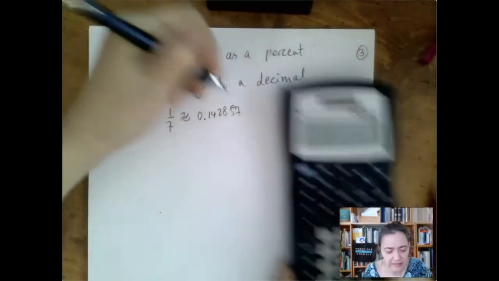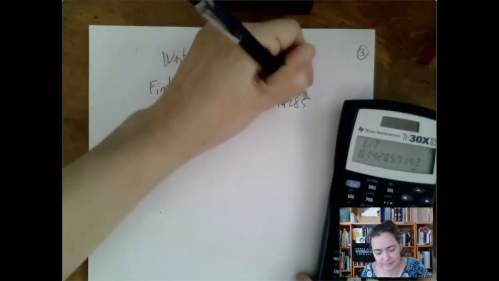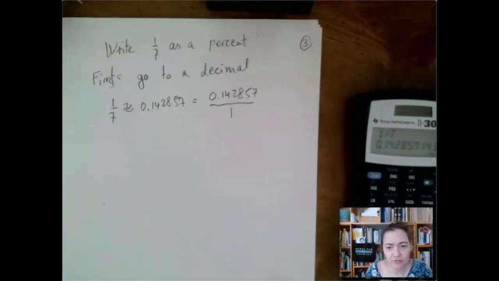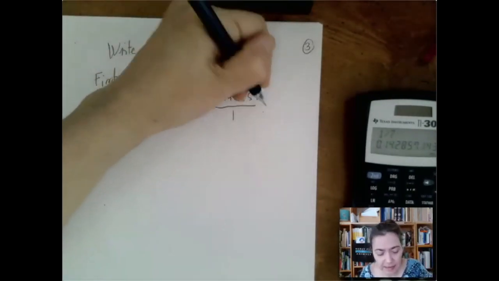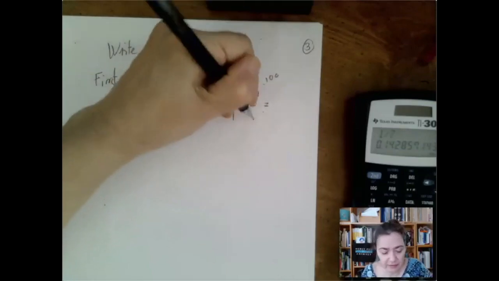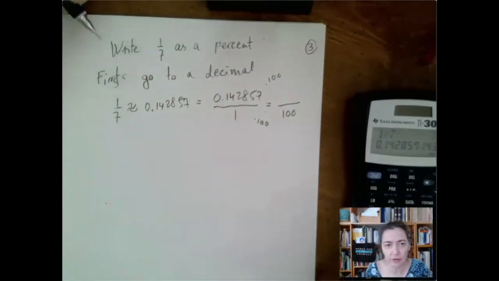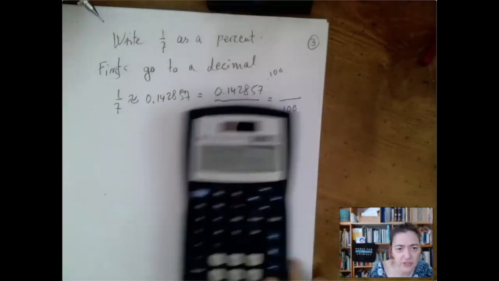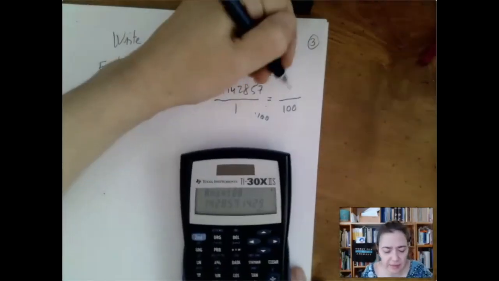0.142857. Okay. And then we can grow a 1. And now 1 is a divisor of 100. We just multiply upstairs and downstairs by 100. And when we do that, the denominator is what we want, and the numerator is just a matter of moving the decimal point. Each decimal place was promoted when we multiplied it by 100.